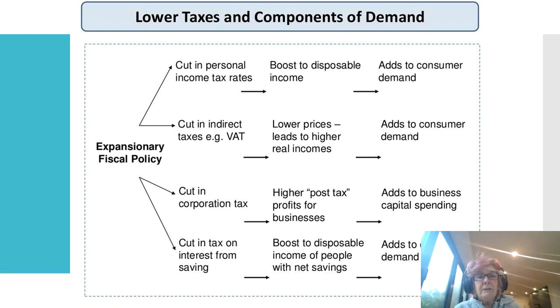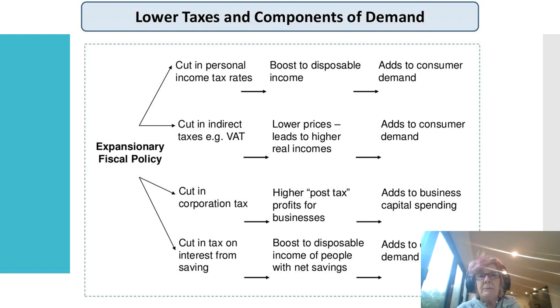So for our final slide, we're just going to look at this in a little bit more detail, what happens, and we're using the example here of expansionary fiscal policy, but obviously we could look at the opposite of this, which would be contractionary fiscal policy. So government will only want to use expansionary fiscal policy when aggregate demand is very, very low and the economy really needs help in getting going again. So here are some of the options.